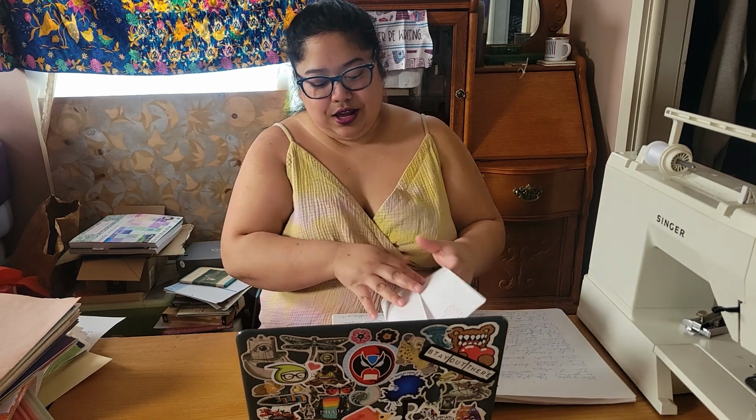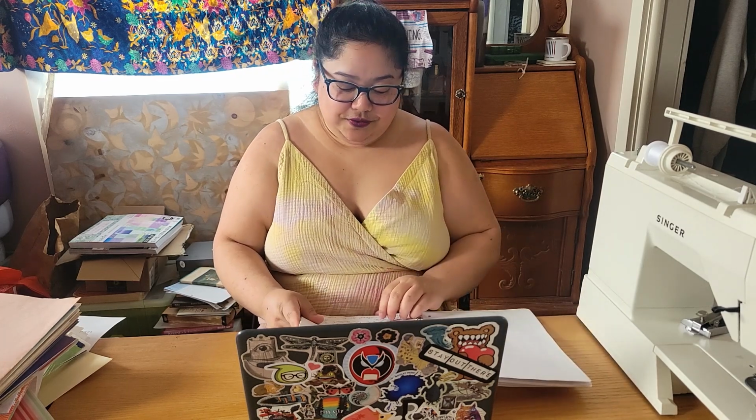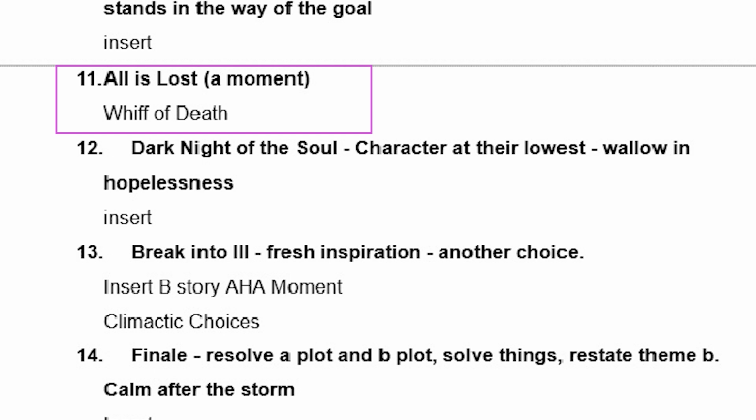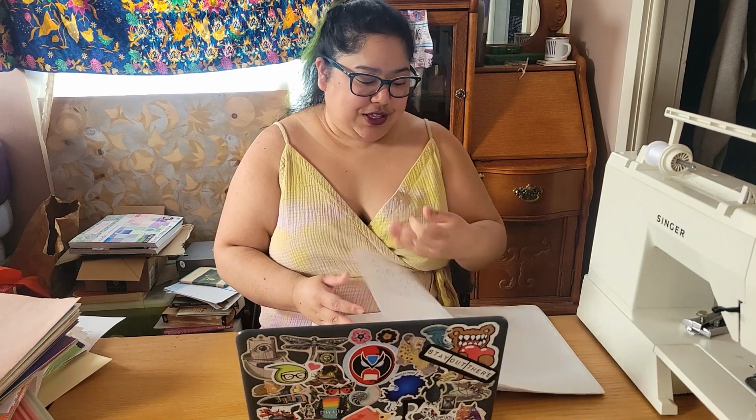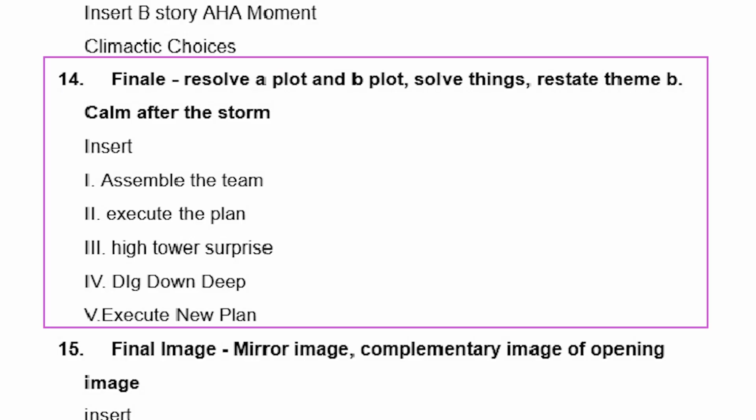While I was outlining, I came across some character things that I needed to write out. Any of your characters that you have, that's not going to be in your outline. So you can go ahead and type all of your character analysis, character planning, and all of that, into the splash page. Whiff of Death, that's going to be in the All Is Lost point. Then we get up to the finale, number 14.